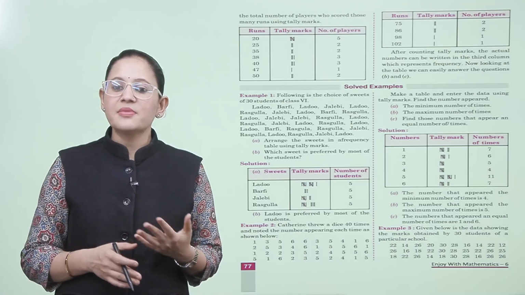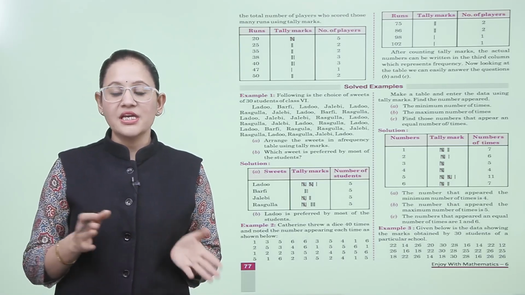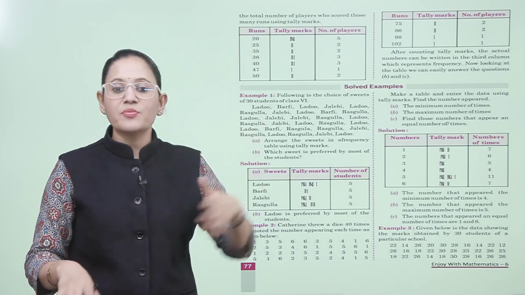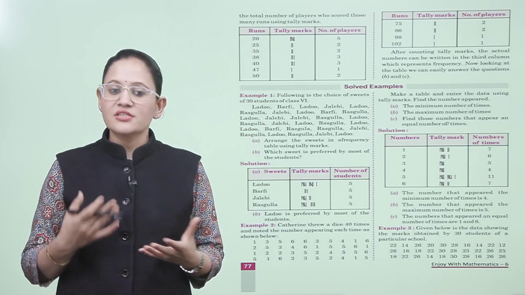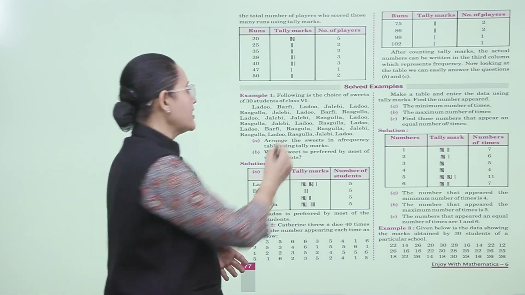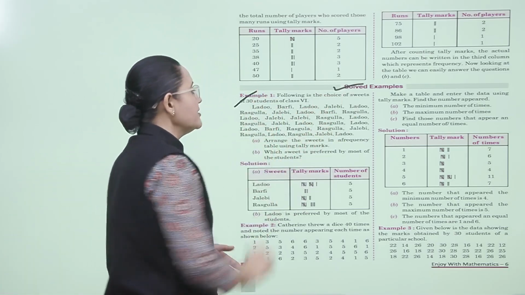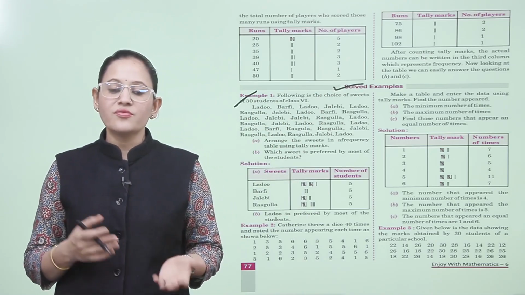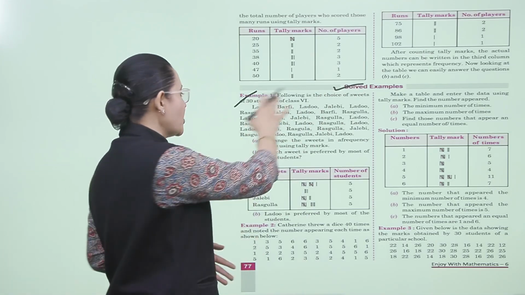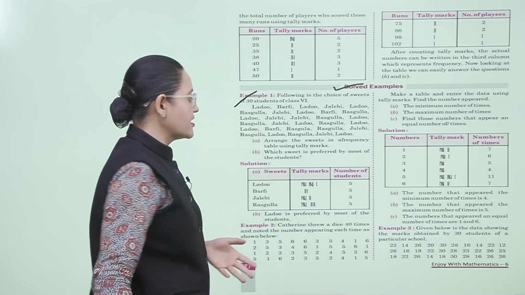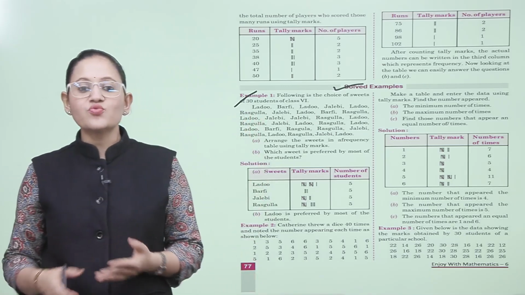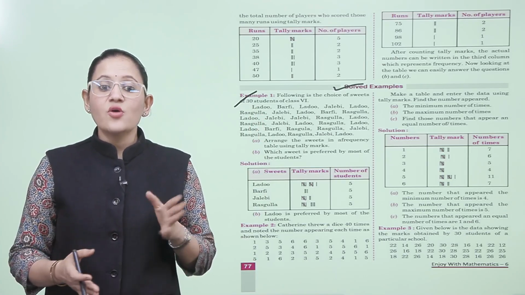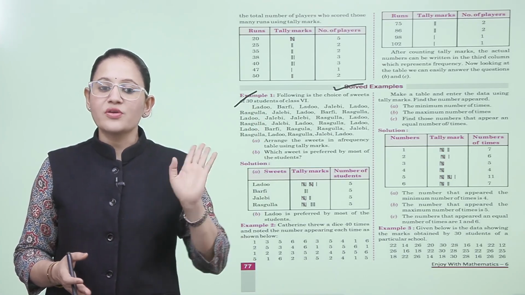Now, looking at the table, we can easily answer questions B and C. So, if we arrange the data like this in a tally table, it would be easy for us to answer the questions. Now, we will take some examples. Example 1. Following are the sweet choices of 30 students of class 6. Now, arrange the sweets in a frequency table using tally marks. Which sweet is preferred by most of the students?